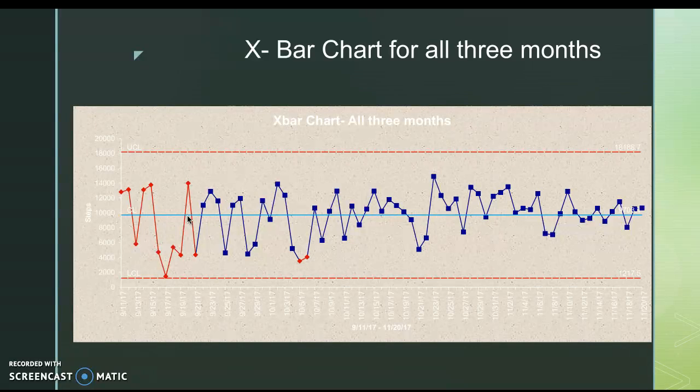Finally, this is the X bar chart showing all 3 months on the same graph. You can clearly see the first half of the graph has way higher ranges. The standard deviation on my graph was way higher, maybe an out-of-spec process, but later in the graph you can see the process is way under control, and it's closer to the target line.